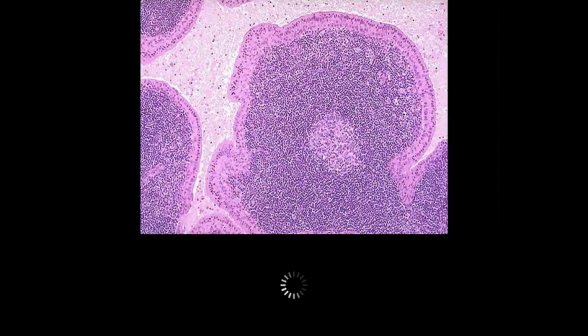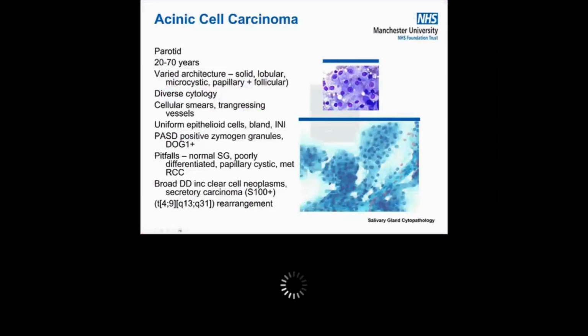Here's a Warthin's tumour on histology showing those three components of oncocytes, lymphocytes, and cystic background. Being a benign neoplasm, Warthin's tumour would be categorised under the Milan 4A category, which is neoplastic benign.